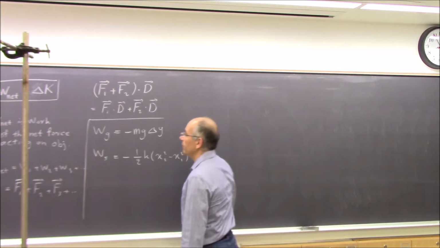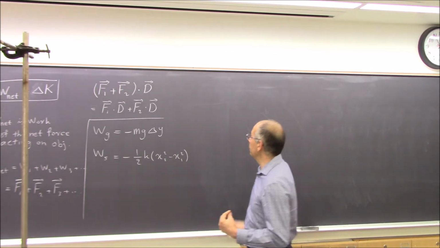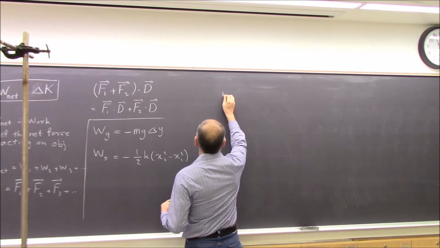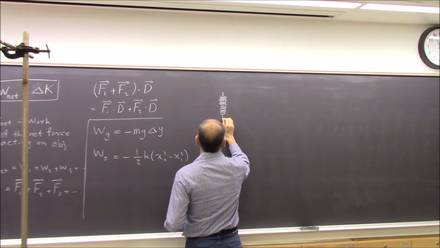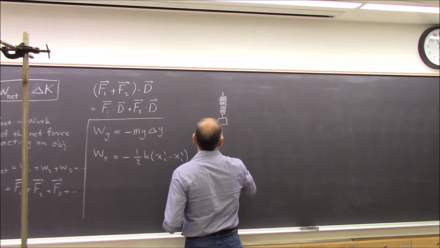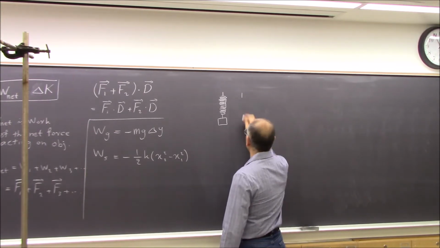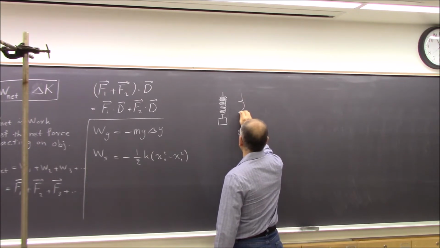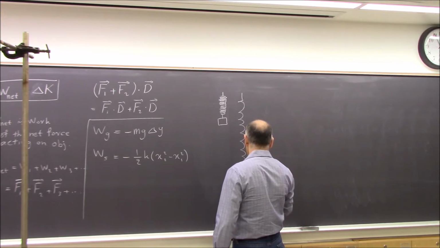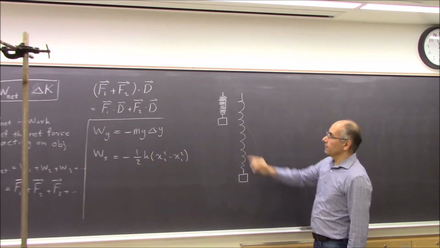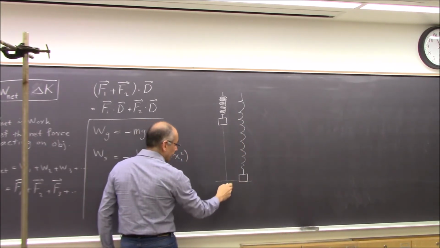We want to apply W net equals delta K. For that, we need two situations, initial and final. Initially, you have the spring like that, and the mass is right here. And then when it comes to the bottom point, the spring gets stretched, right? Like that, and gets to this point, and the object gets here. This is the initial situation, this is the final situation. So I draw a line here.